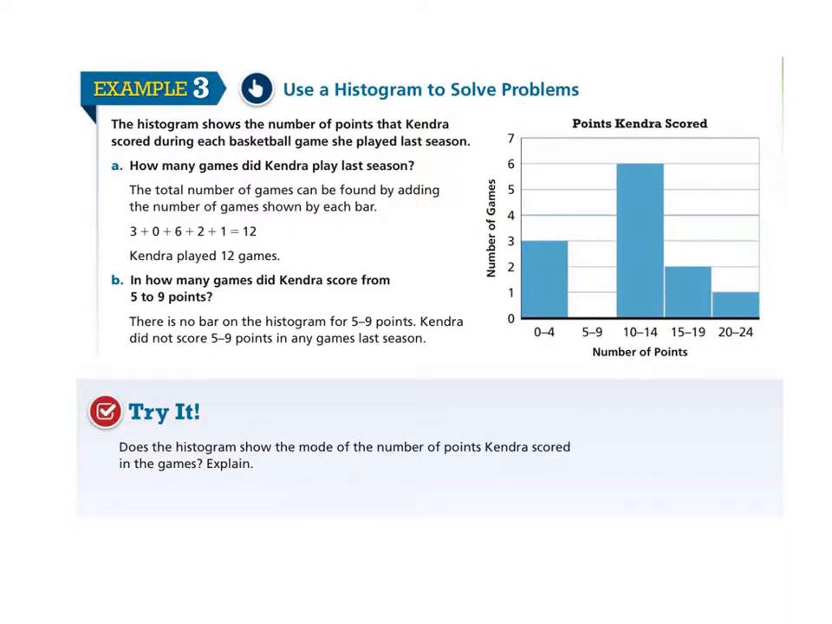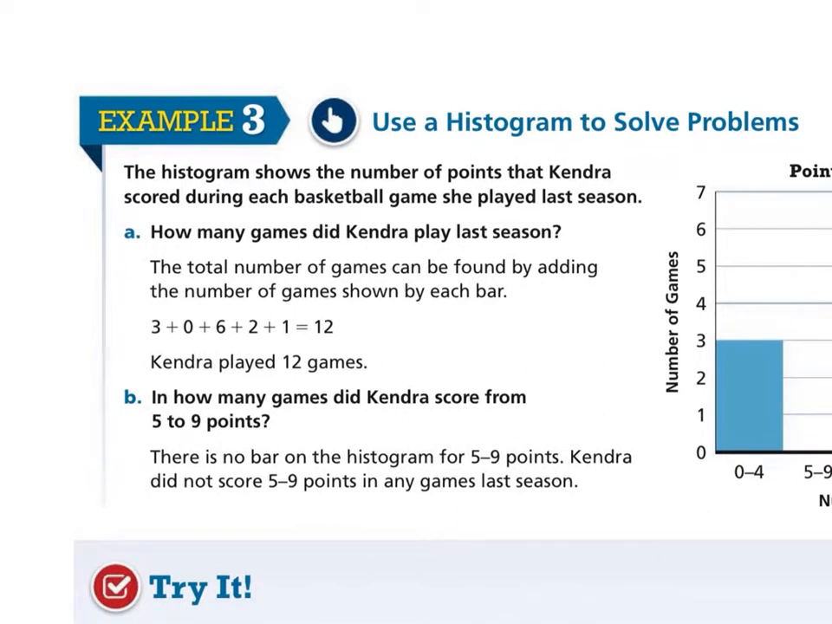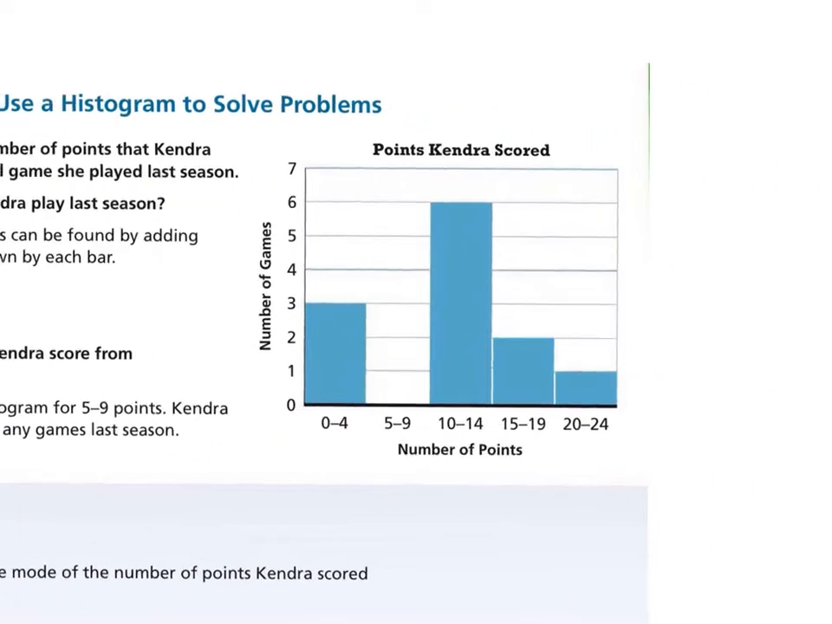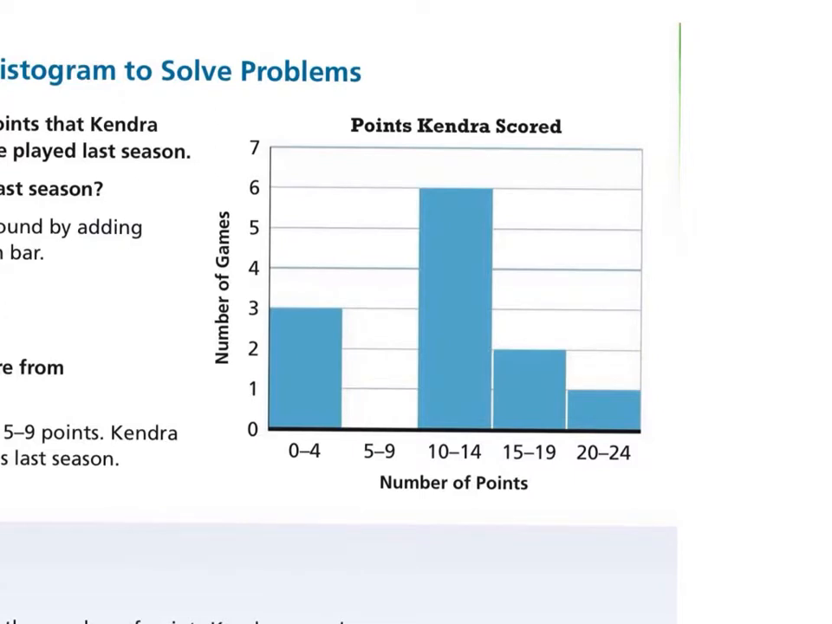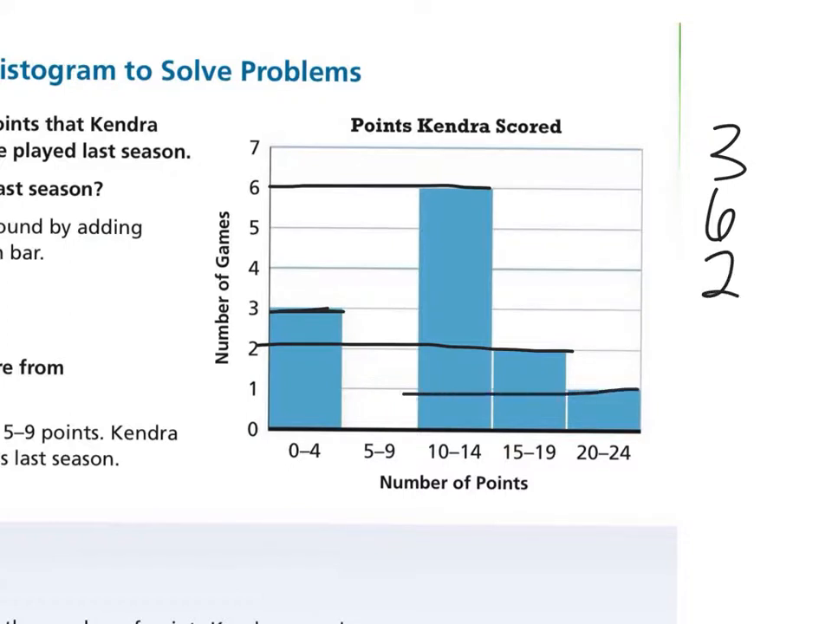Example 3. A histogram shows the number of points Kendra scored during each basketball game she played last season. How many games did Kendra play last season? So this one, we're just going to look where the bars go to. She has 3 games where she scored between 0 and 4 points. She has 6 games where she scored 10 to 14 points. 2 games from 15 to 19 points, and 1 game from 20 to 24 points. So we'll just add those together. That's how they got that answer of 12 games.